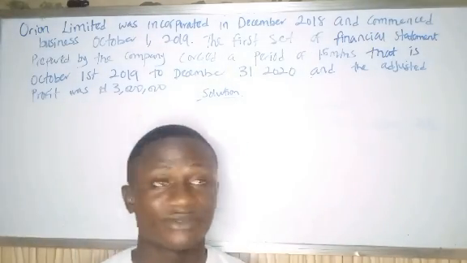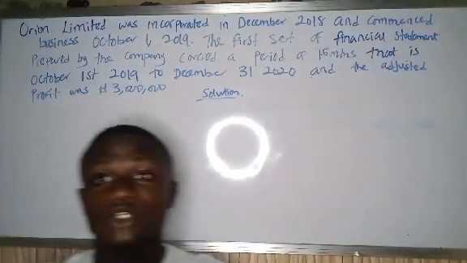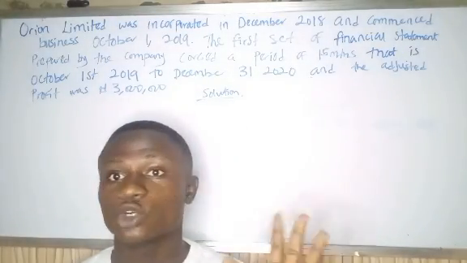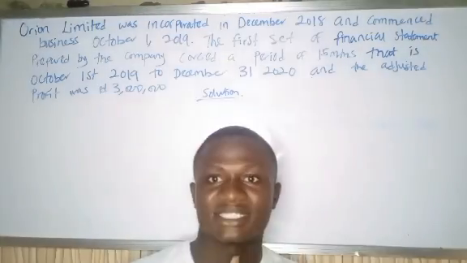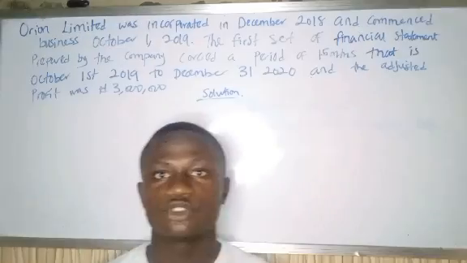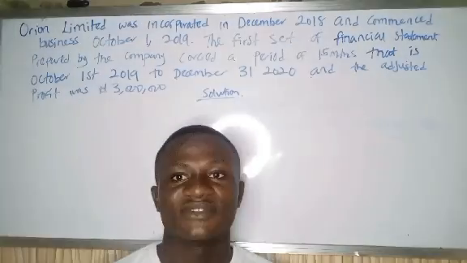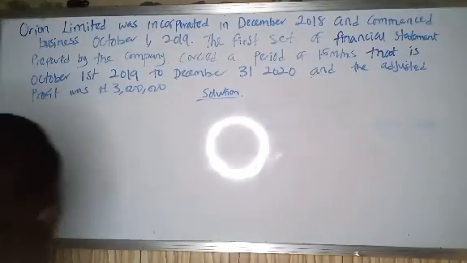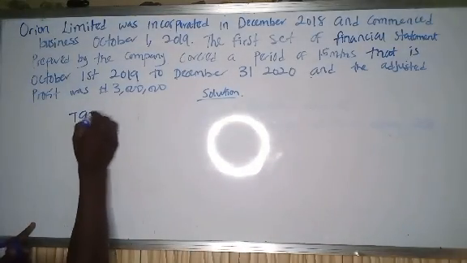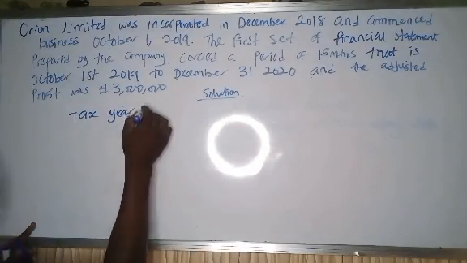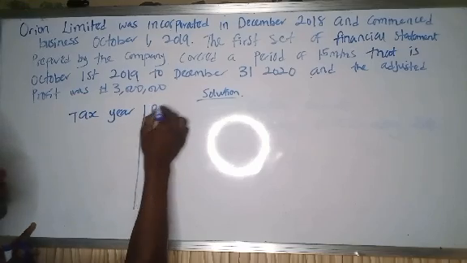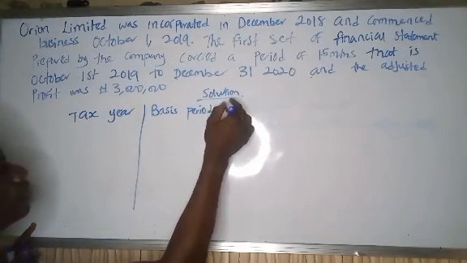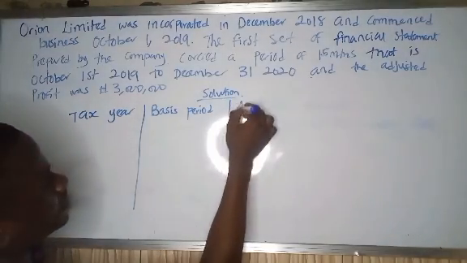We're given the profit 3 million for the whole 15 months, and you know a tax year is always 12 months. So this is another complex question where we now need to show the relevant tax year. And let me not talk much. Let's get to workings. So we have our tax year, we have the basis period, and we have the assessable profit.